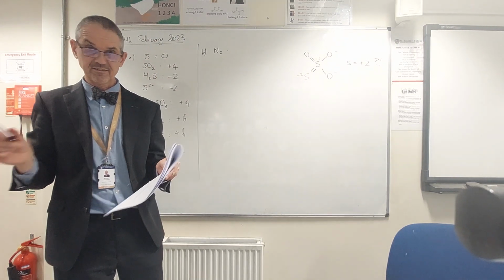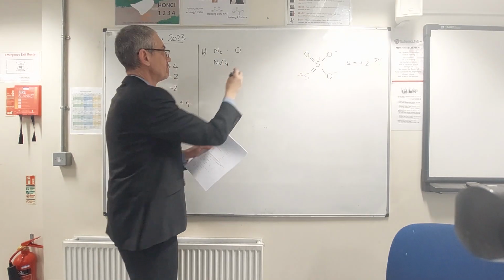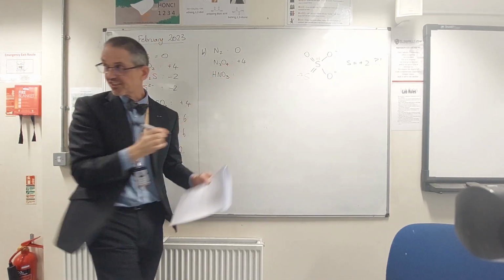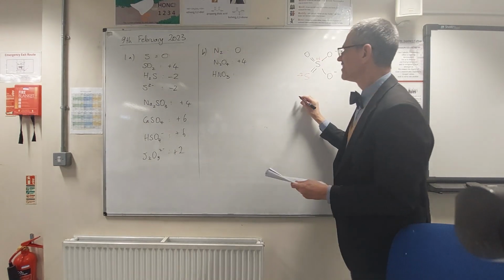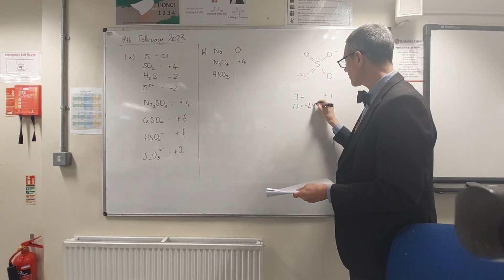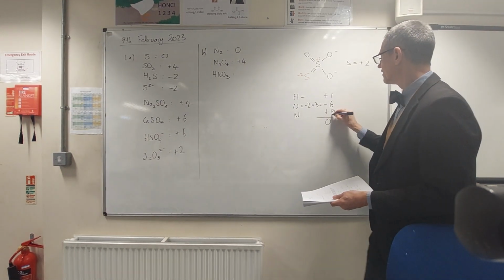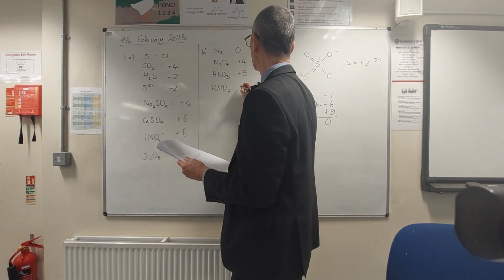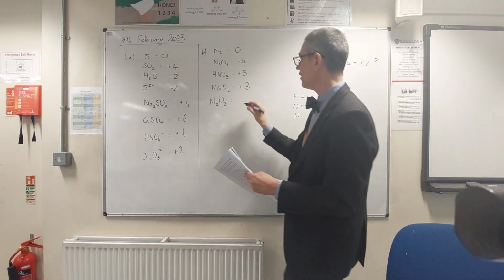N2 gas, 0. Nitrogen is an element. N2O4, +4. HNO3. I think we did that in the example, didn't we? Oh, okay. +5. We're up to it now. H is +1. Oxygen is -2, but there's 3 of them, so -6, and the whole thing has to add up to 0, so that nitrogen must be +5. KNO2, +3. N2O5, +5.